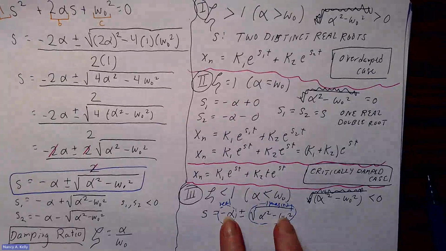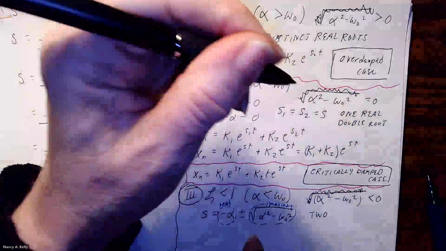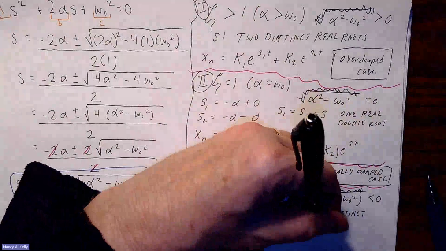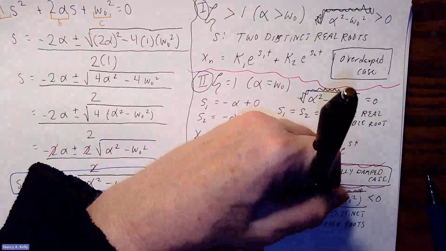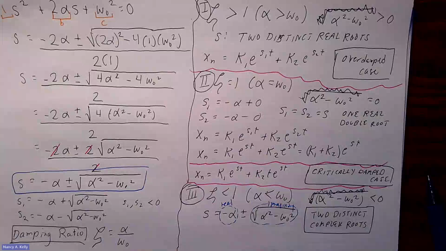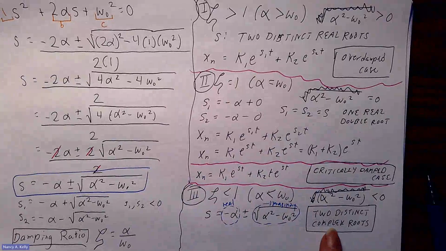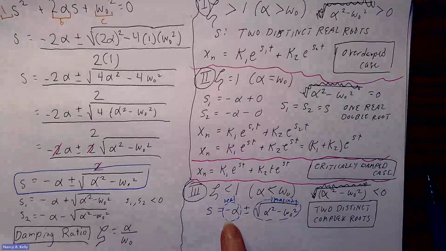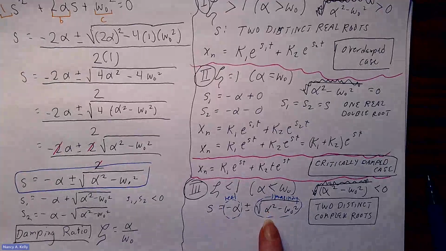And that means that we're going to wind up with two distinct complex roots. They are two distinct complex roots. They're complex because each of them has a real part and an imaginary part. And you see that this sign is going to be negative, so just keep that in mind when we talk about what the solution looks like.